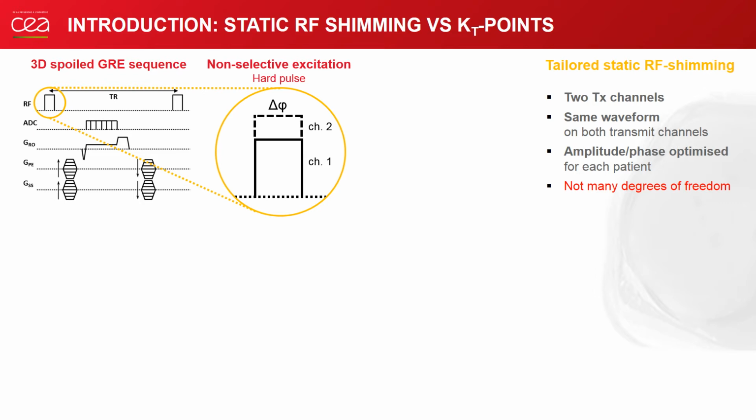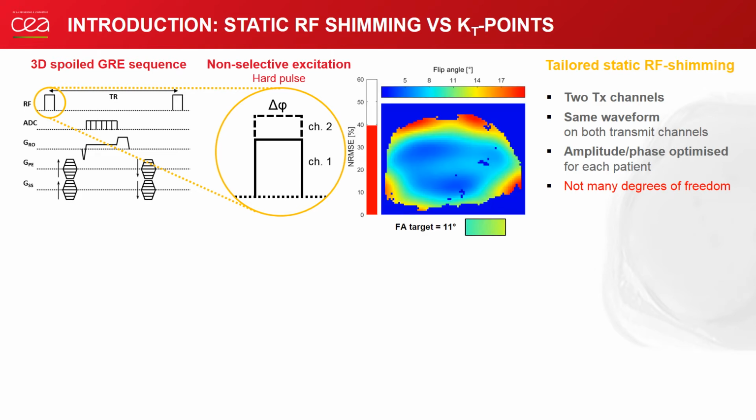But since you don't have many degrees of freedom, sometimes you don't get a really homogeneous distribution of flip angles. Here on the map, the target was 11 degrees, which looks greenish, but there's mostly blue here, which denotes flip angles that are too small. And if you look at the red bar on the left, it shows a normalized root mean square error from the target of about 40%.